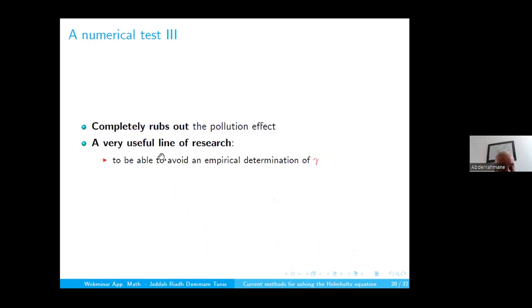And a very useful research topic would be to be able to avoid an empirical determination of gamma. It would be of very interesting help for improving this method.